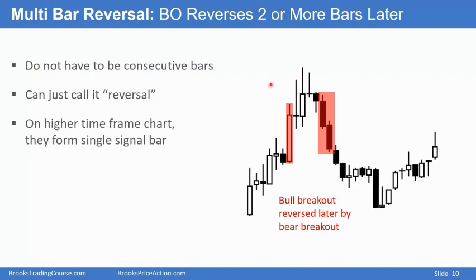On some higher time frame chart, this 6 or 7 bar pattern is a bear reversal bar. Look down here, a bear breakout, and we reversed up a few bars later. Here's a 4-bar pattern, and it's a reversal. So it's a multi-bar reversal. And on a higher time frame chart, you can find some chart where it's a perfect reversal. It's not worth doing that.